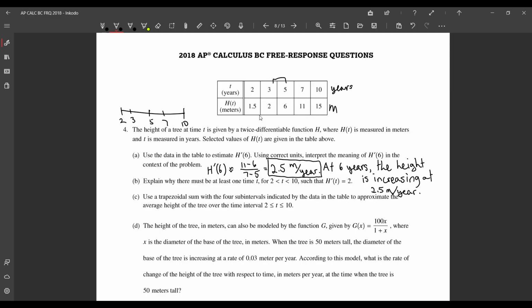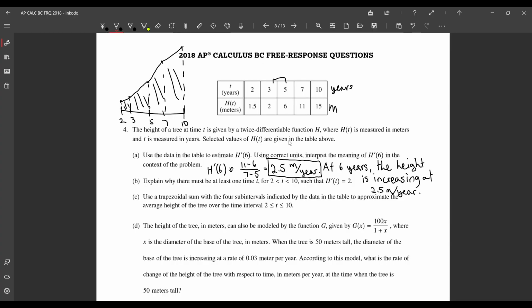Should be good enough. So we go 1.5, we go 2, then we go 6, then 11, 15, right? So the idea is that, in order to integrate this, we can approximate the curve by line segments and add up these 4 trapezoid areas. Okay, so I'm just going to do this up here since it's easier.